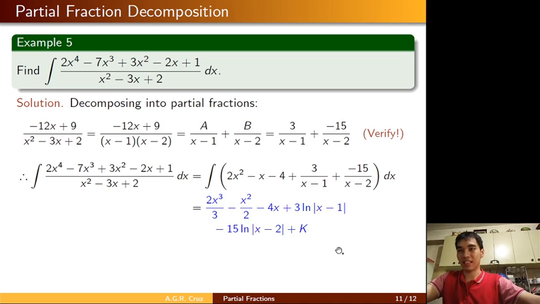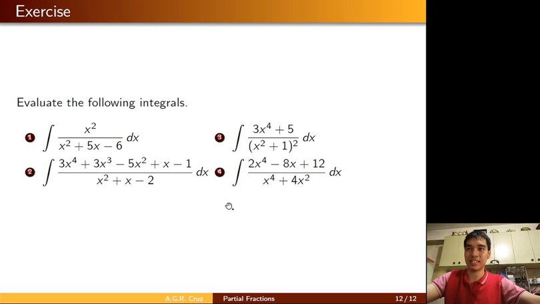And then that's it. Okay, that's it for our discussion for today. I will conclude with this set of exercises, and if you want more exercises, you can answer them.